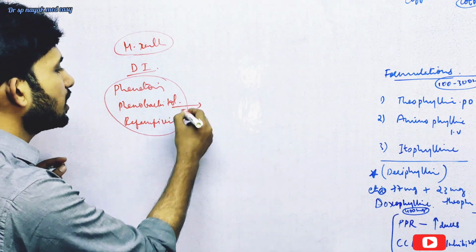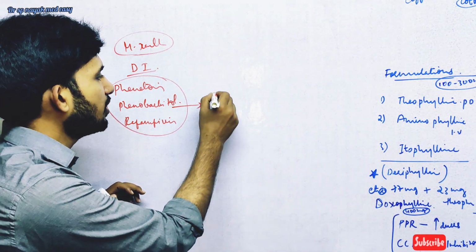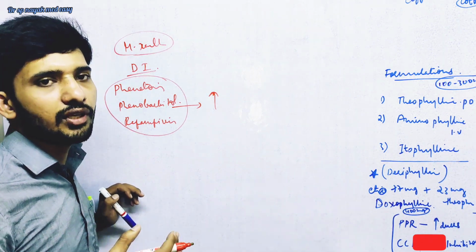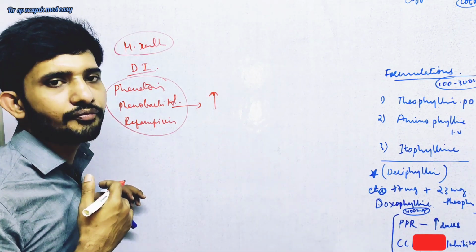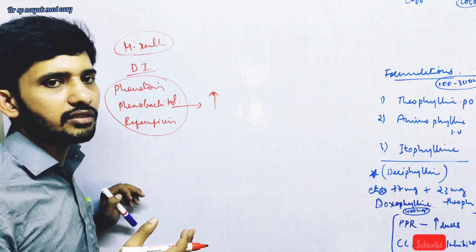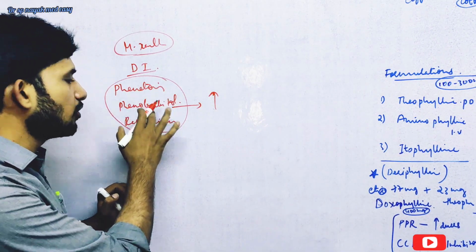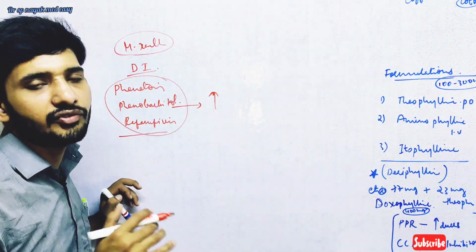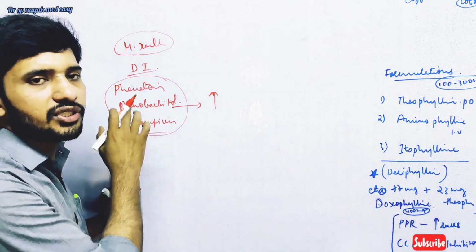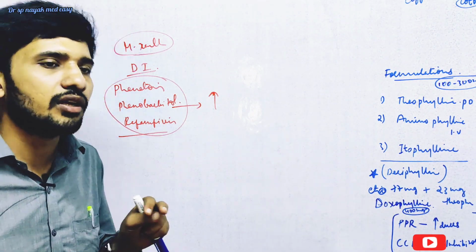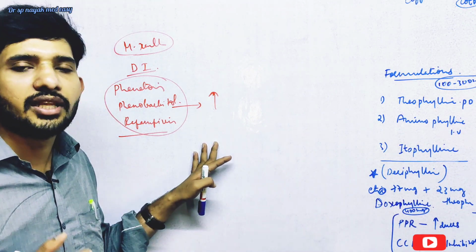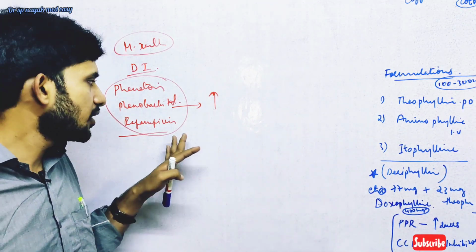So they induce the hepatic cytochrome P450 enzymes, and when the enzymes are elevated in the liver, the metabolism of theophylline and methylxanthines will be increased, and by that it reduces the activity of methylxanthines. So when the drugs, especially phenytoin, phenobarbital, and rifampicin, are given along with methylxanthines, we have to either increase the dose, or we have to remove these drugs when methylxanthines are given, because these drugs will increase the metabolism of methylxanthines, and by that reduce their activity. This is a very important interaction.